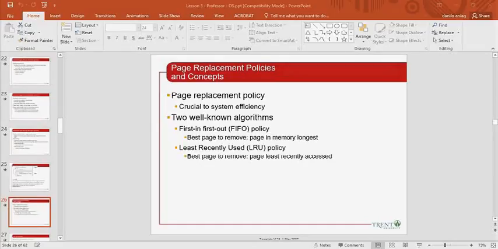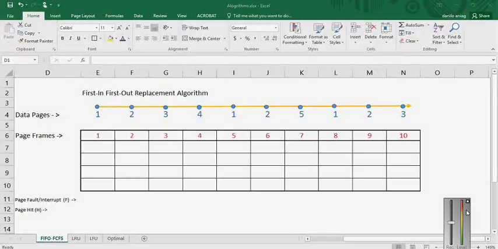In this demo, I am going to show you how these two algorithms are actually simulated, and we'll introduce, as an added extension, two other very famous algorithms, which are the least frequently used and the optimal replacement policy. So here, first, the first in, first out replacement algorithm.